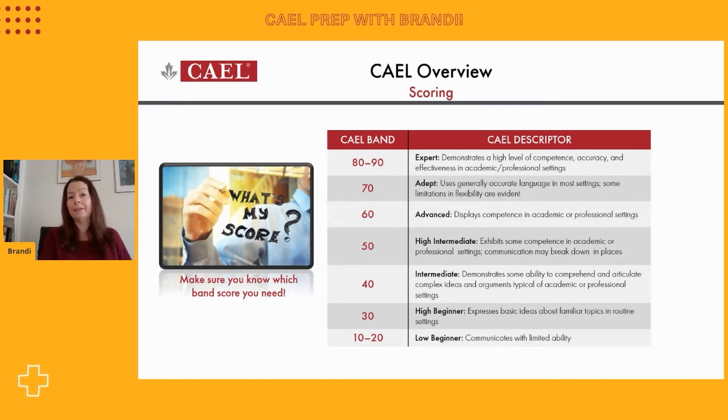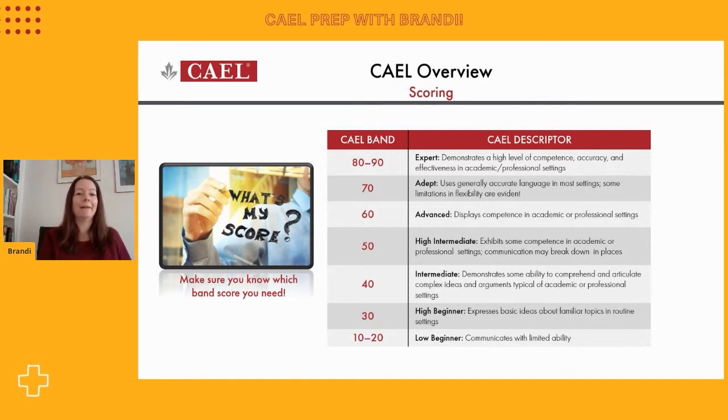Everything is rounded to the nearest increment of 10. So as we're talking about speaking here today, remember there are 5 speaking questions that you're going to answer. So every single question is going to be scored, but then those 5 scores that you now have for speaking, once you finish, those 5 scores will be averaged together. And that's going to give the overall speaking score.